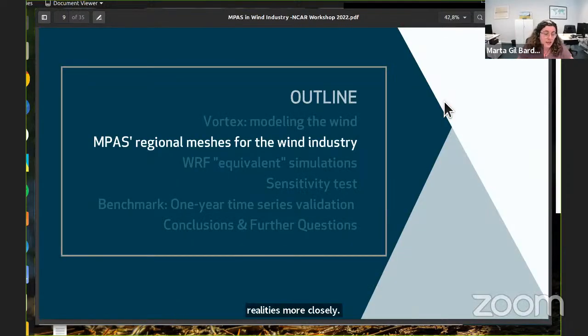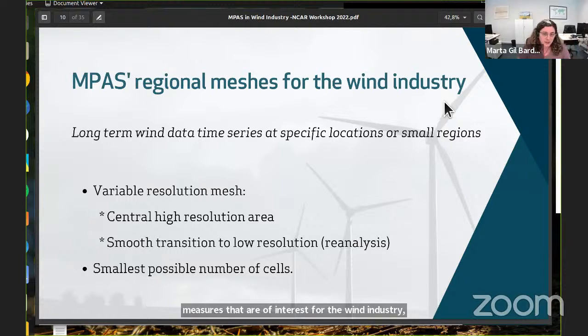Now I'm going to explain which meshes are of interest for the wind industry. The ones freely available on the MPAS page are not really focused on what we want, because we want long-term wind data time series at specific locations or small regions. So what we need is a variable resolution mesh that has a central high resolution area and then transitions to low, reanalysis resolution, all while keeping the smallest possible number of cells that still makes sense, but allows us to run it in a reasonable time.